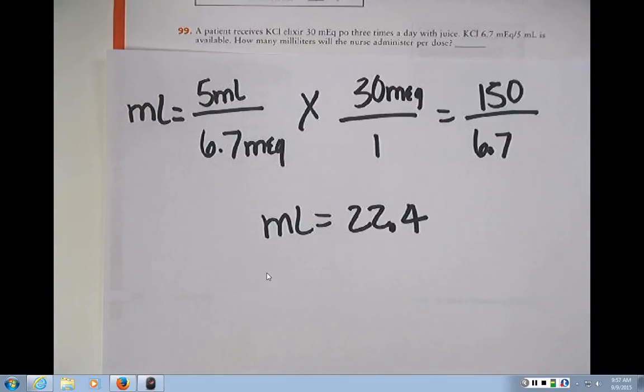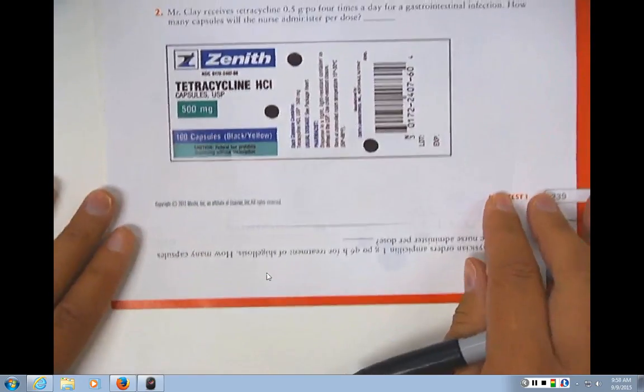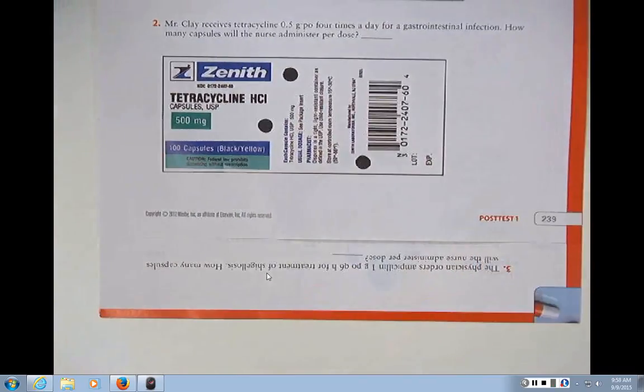Now I'm going to work out a few problems that take just an extra step of math. Let me find them. Okay, here's a good one. So this problem here, the scenario states, Mr. Clay receives tetracycline 0.5 grams PO 4 times a day for gastrointestinal infection. How many capsules will the nurse administer per dose?